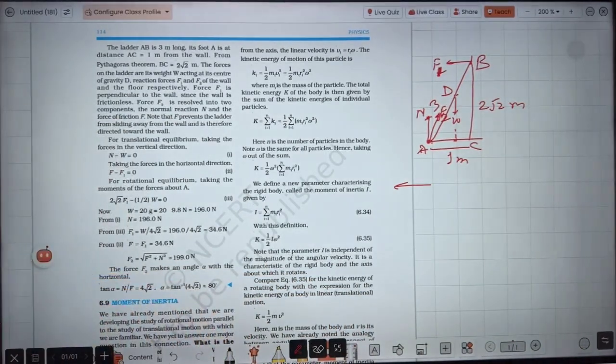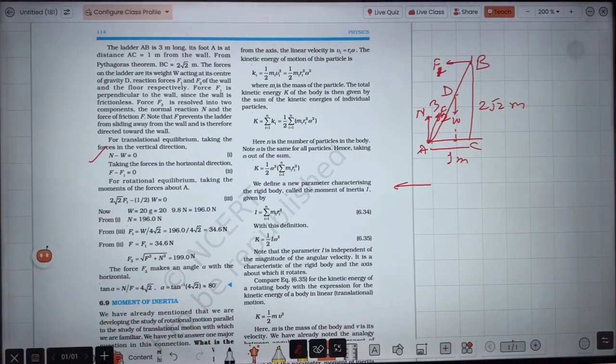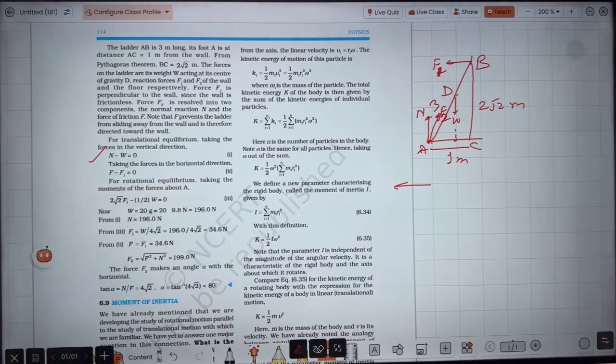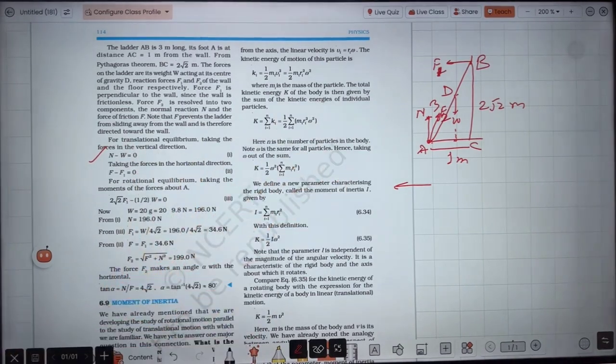So we can say for translational equilibrium, it should not move, right? So normal reaction and weight must be equal. So this is the first condition. Now taking the forces in the horizontal direction. So horizontal direction force means there will be friction. Frictional force is F, and F1 force is acting in this direction. So they will also be equal.